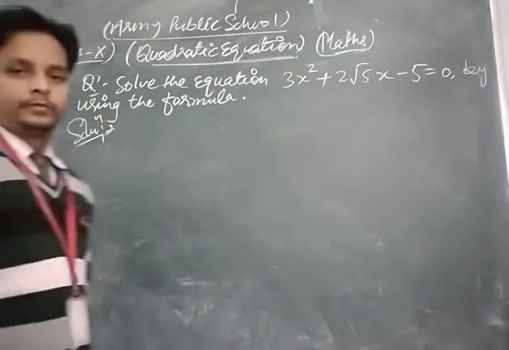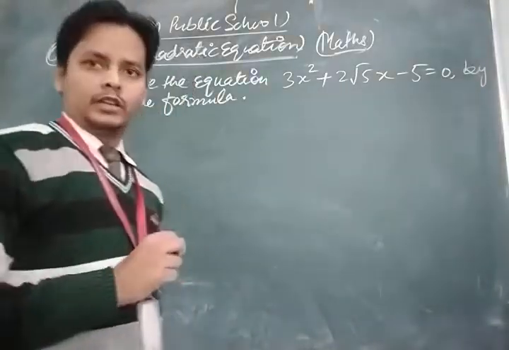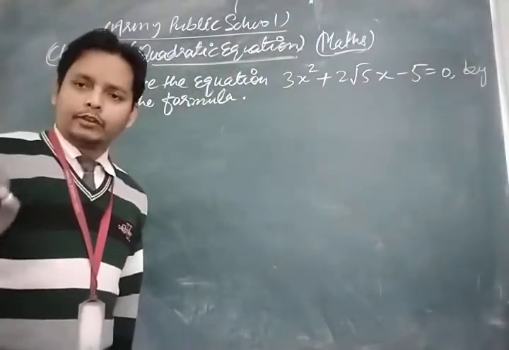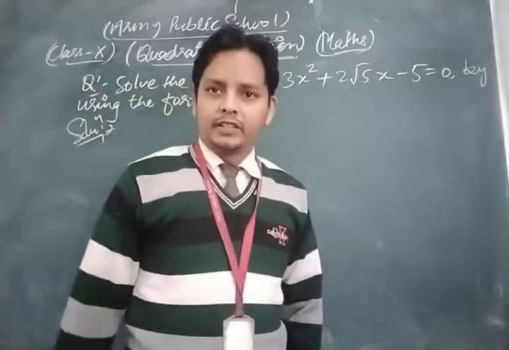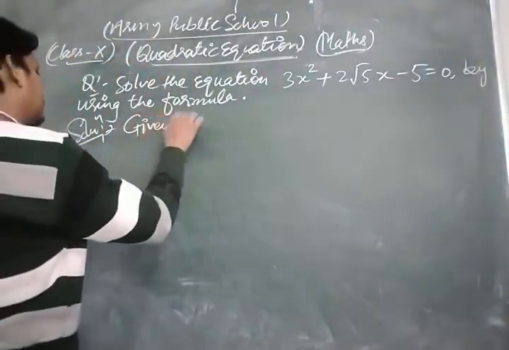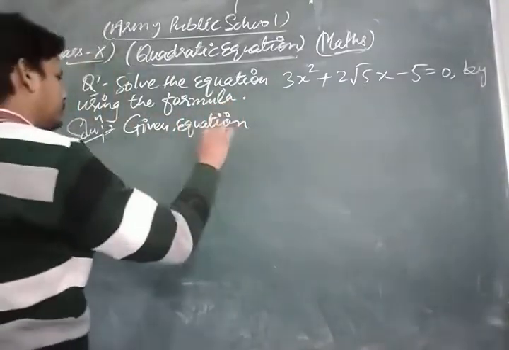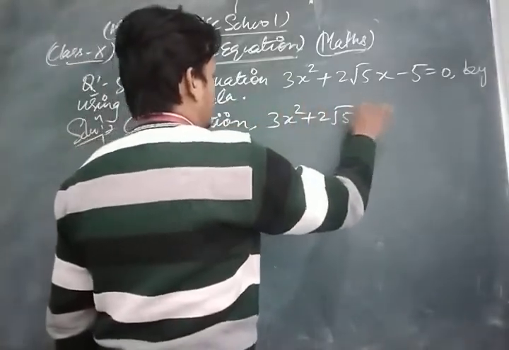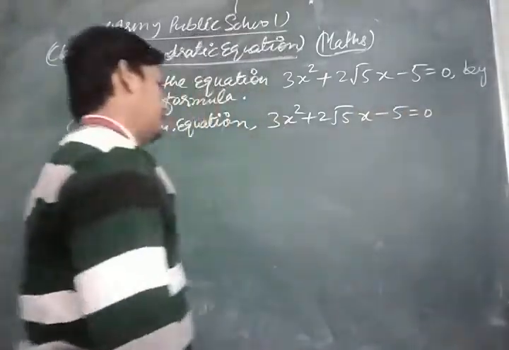Now let's see its solution. This is a very important question of your syllabus. Here we solve the given equation by using the formula. We don't factorize them, we just apply the quadratic formula and simplify them. So first of all we write the given equation: 3x square plus 2 root 5x minus 5 is equal to 0.